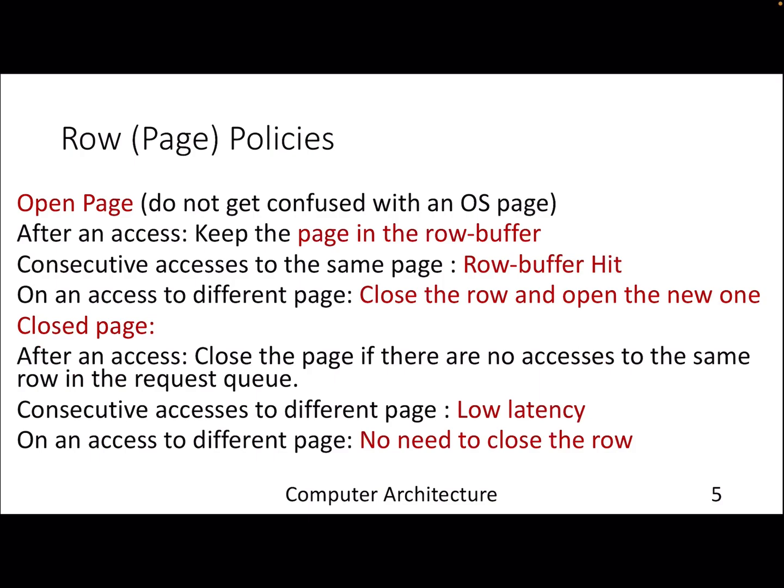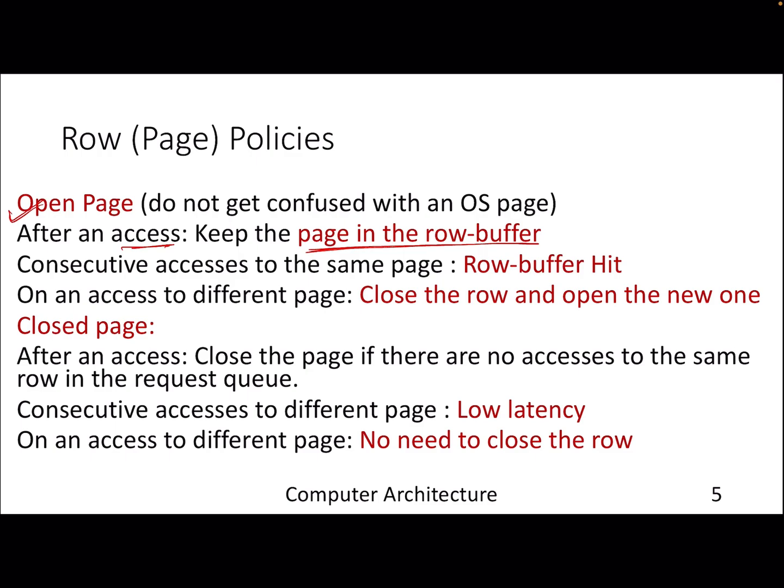So there are two policies that the DRAM system usually implements. One is called the open page policy. It's about the row buffer, how you implement a row buffer once you get an access done. In the open page policy, once the access is done, keep the page in the row buffer. As in the animation example that you have seen, we are keeping the row in the same row buffer, assuming there will be future accesses to the same row.